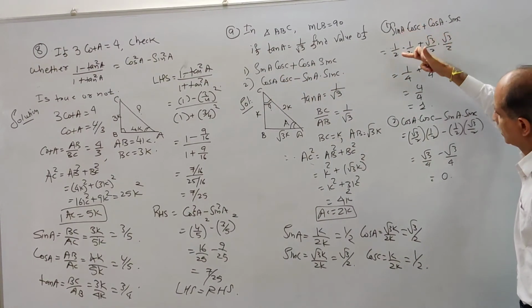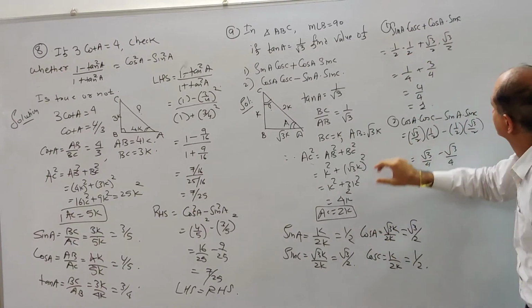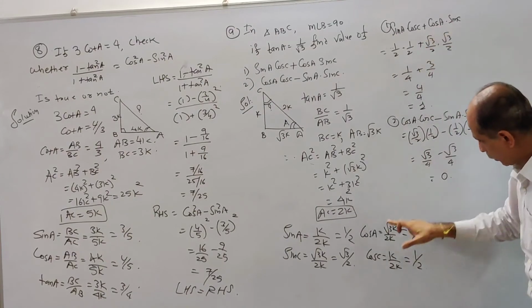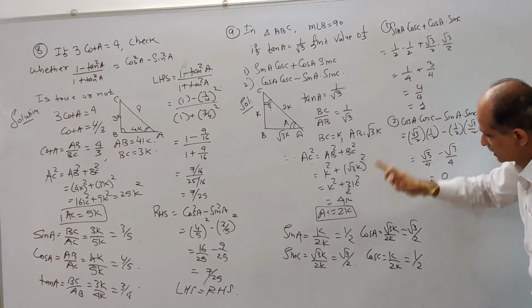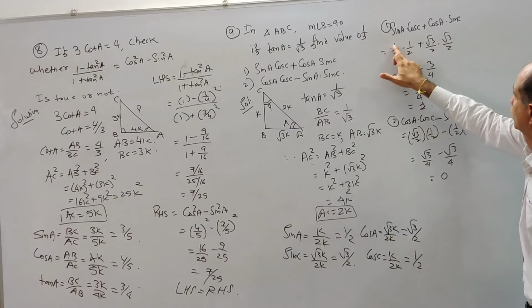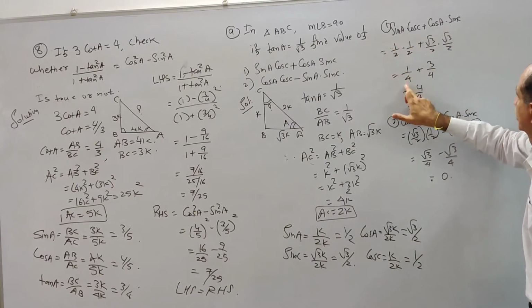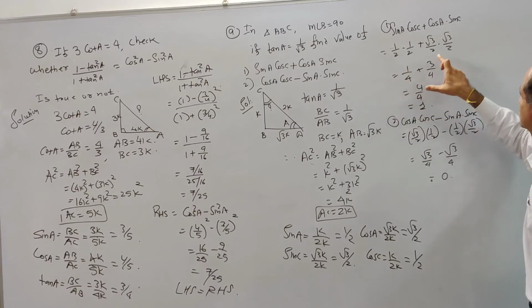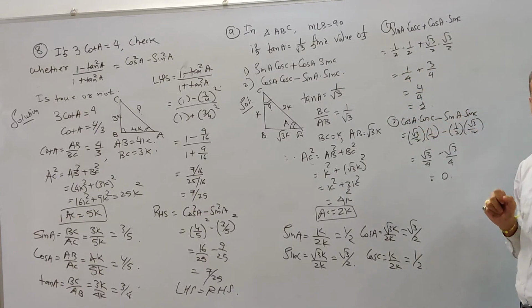Put the value of sin A, 1 by 2. Similarly, cos C, 1 by 2, plus cos A. Cos A means root 3 by 2. Sin C again root 3 by 2. So 1 ones are 1, 2 twos are 4, 1 by 4. Root 3 times root 3 is 3, 3 by 4. So 1 by 4 plus 3 by 4, 4 by 4 is equal to 1.